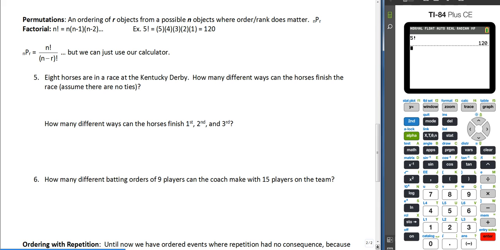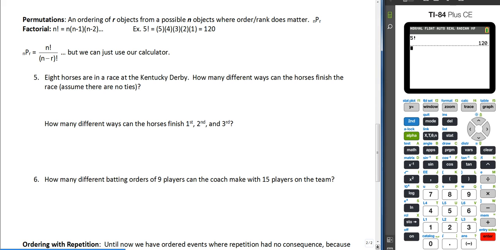So yeah, you can pretty easily do 5 factorial, but what if you had to do 27 factorial? That would take you a very long time to type in your calculator, so it's nice to know where the factorial button is. So remember, you just click math and then slide over to probability. That's also where you're going to find the N permutate R button, which we're going to use here in a minute. So we're going to go to the Kentucky Derby, and we know that there are 8 horses in the race. So how many different ways can these horses finish?